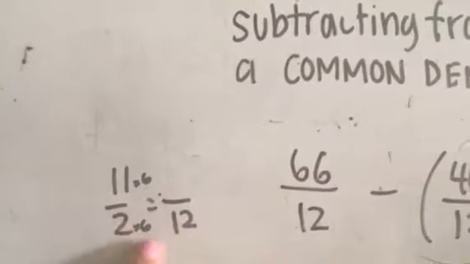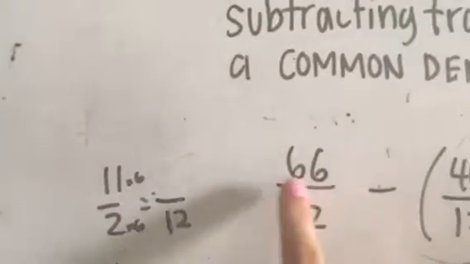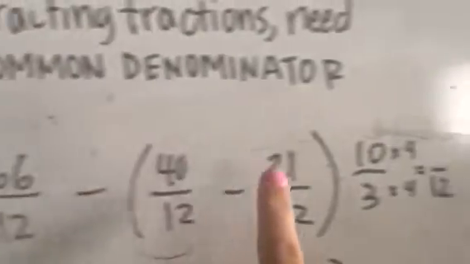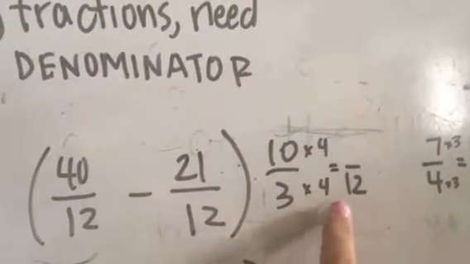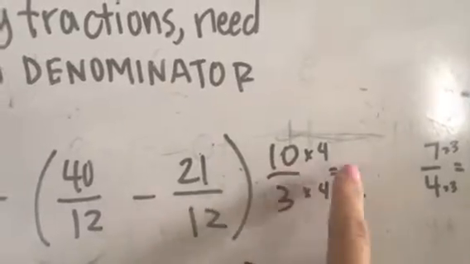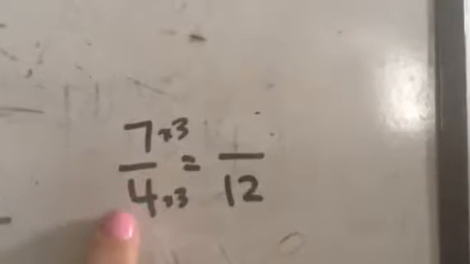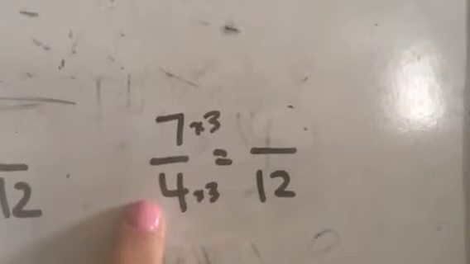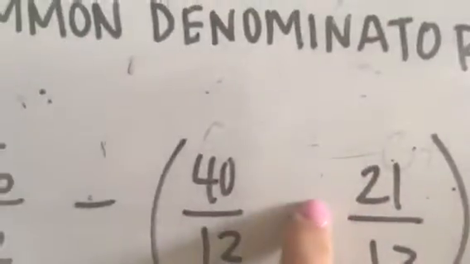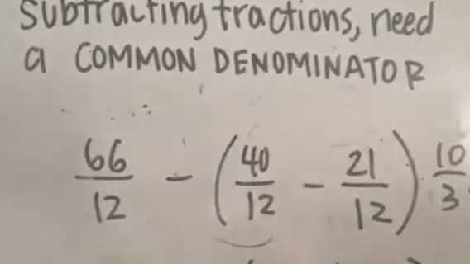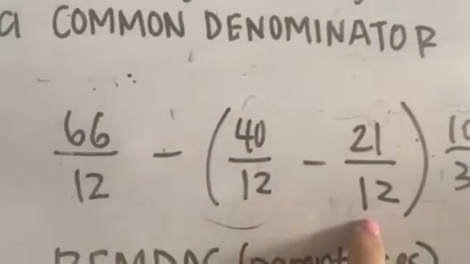Now to make that work, 11 halves is equal to how many twelfths? 2 times 6 is 12. 11 times 6 is going to be 66. We do the same thing over here for 10 thirds equals how many twelfths? 3 times 4 is 12, so 10 times 4 is 40. And then for 7 fourths, 4 times what is 12? 3. 7 times 3 is 21. So we end up with 66 twelfths minus 40 twelfths minus 21 twelfths.